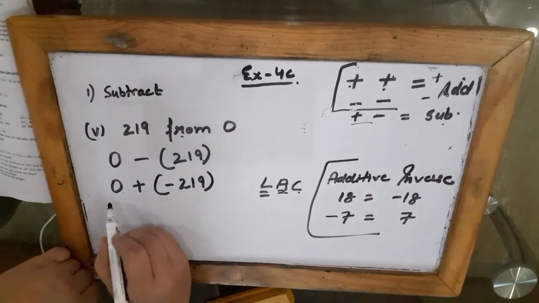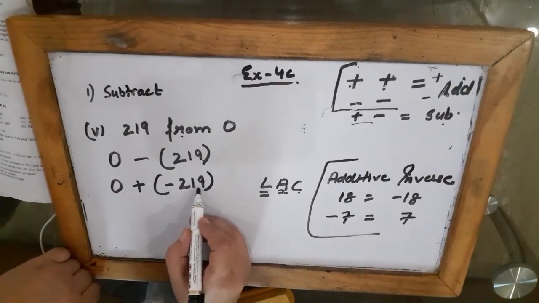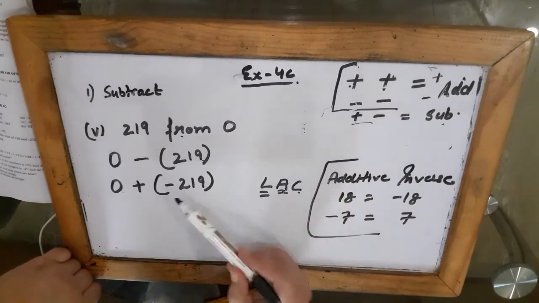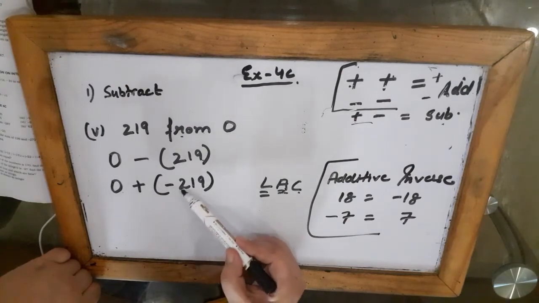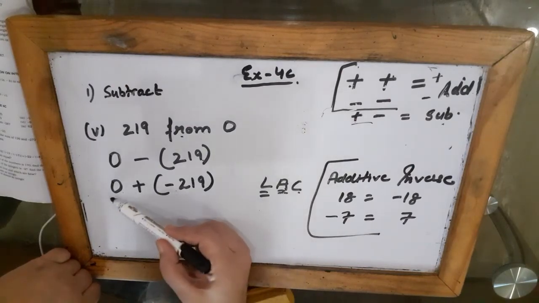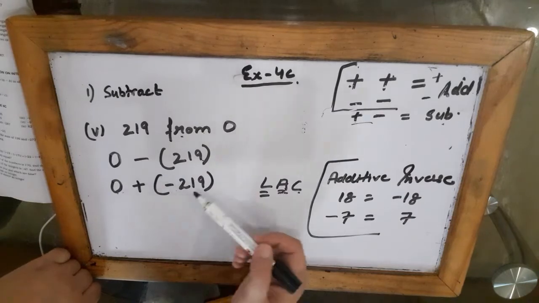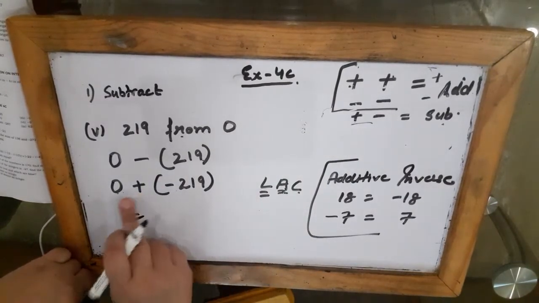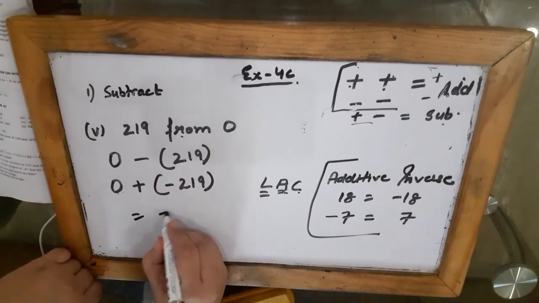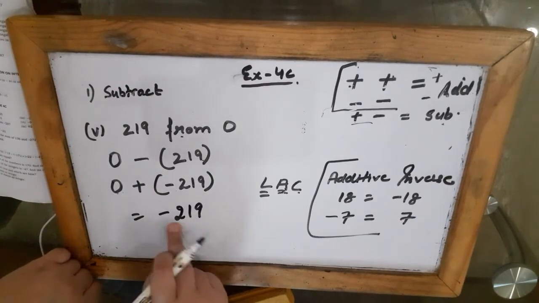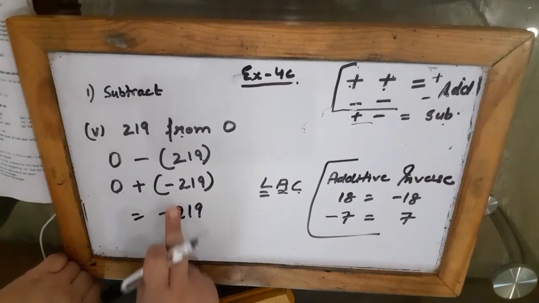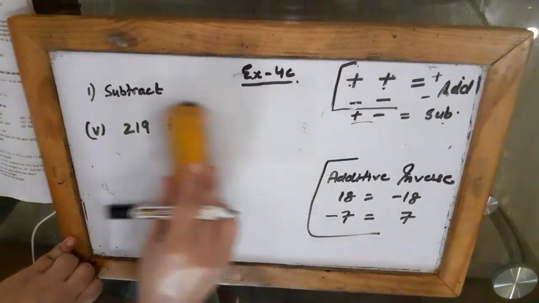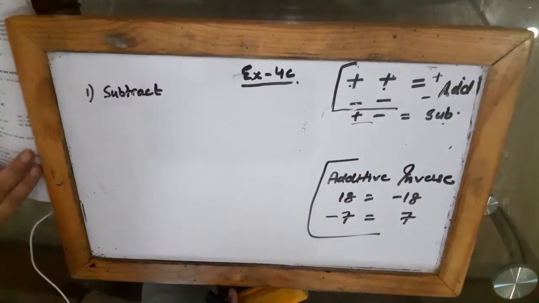Okay, so now 0 and negative 219 I have to add, because one is a negative number and the other is neither positive nor negative. So what will my answer be? When you add 0 to any number, the number remains the same. So minus 219 will be the answer. Now let me take one more example.